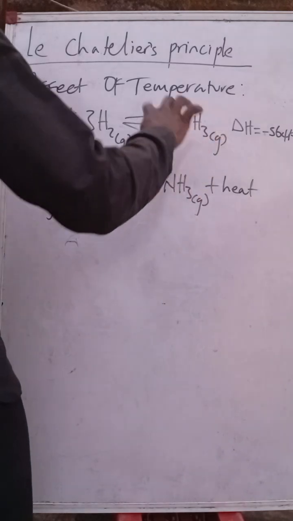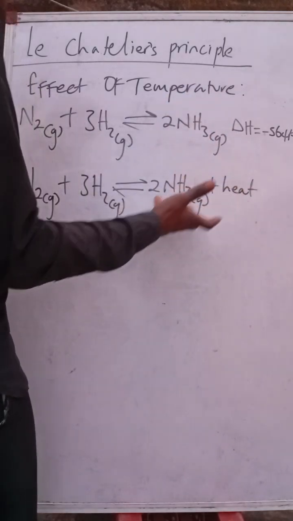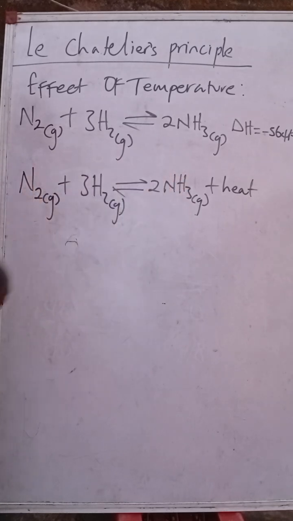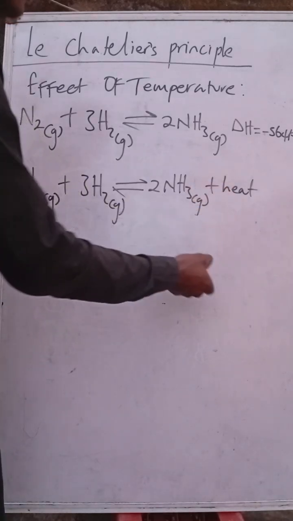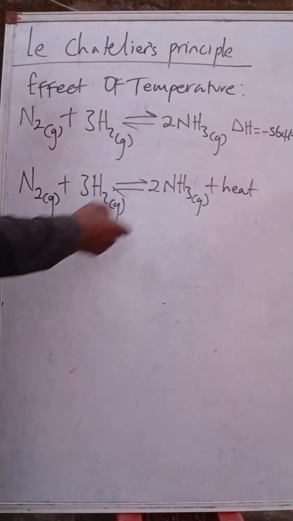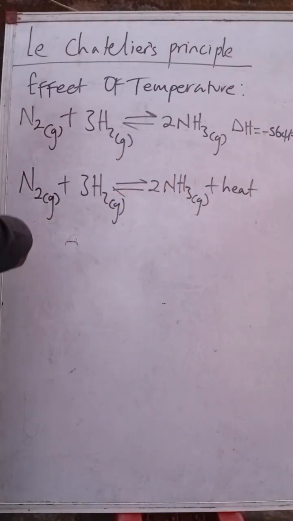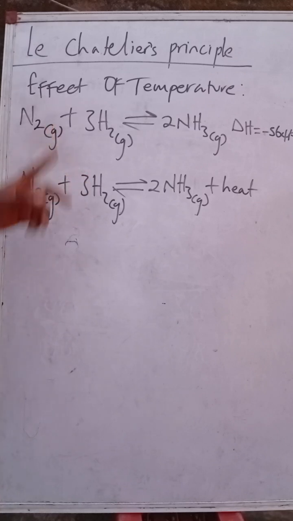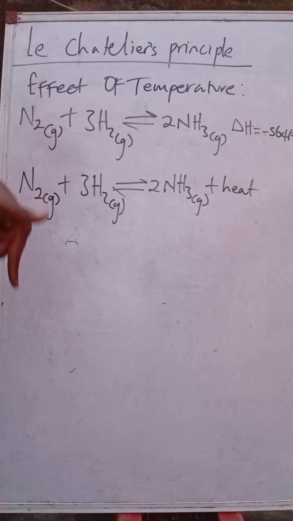So increasing the temperature for exothermic reactions is like increasing heat on the product side, so it will shift equilibrium to the left. What about decreasing temperature? Decreasing temperature means reducing heat. If I reduce heat, which is treated as a product because it's exothermic, more product will be formed in order to come back to equilibrium. So for exothermic reaction, increase in temperature shifts equilibrium to the left, favoring more reactant formation, while decrease in temperature shifts equilibrium to the right, favoring more product formation.